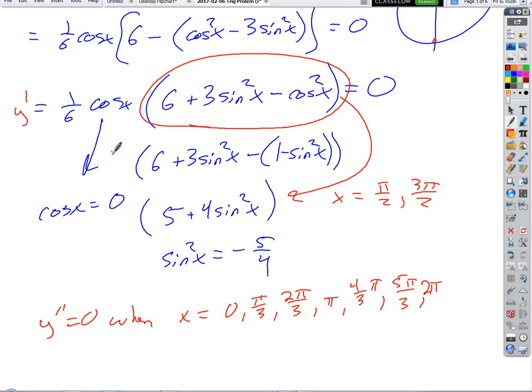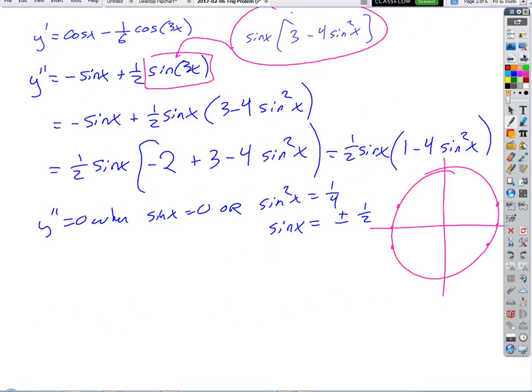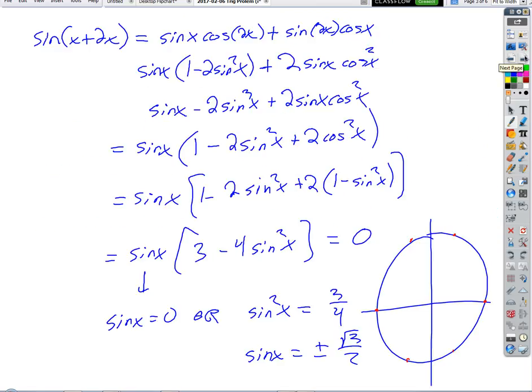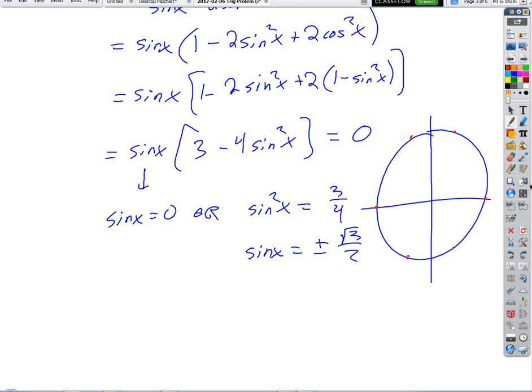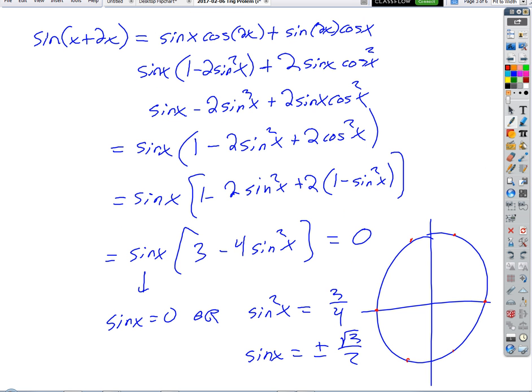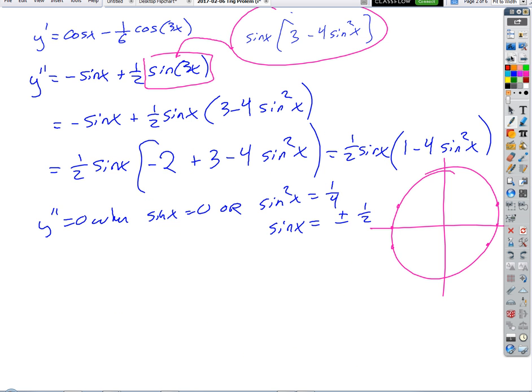Then we went on, and things got really ugly when we had to take the second derivative. First of all, we had to figure out what sine 3x was. So sine 3x was that. Then we found this was our second derivative. That was easy, but then we had to plug that in, and that was the part that was complicated. Just turning that sine 3x into something in terms of trig functions of x was somewhat complicated, and that's what we ended up with.